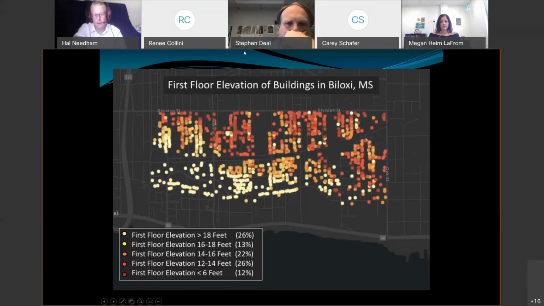Yeah, we're looking at the first floor elevations of buildings in Biloxi, Mississippi. You are, okay. I'm catching up. Okay, that just came up for me.